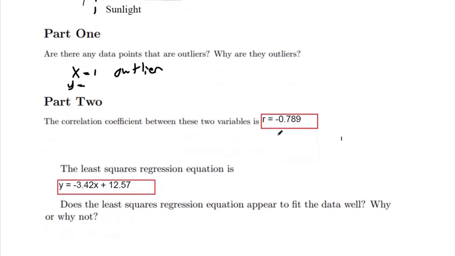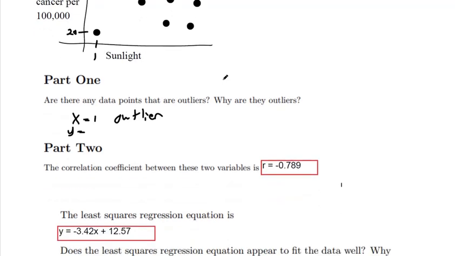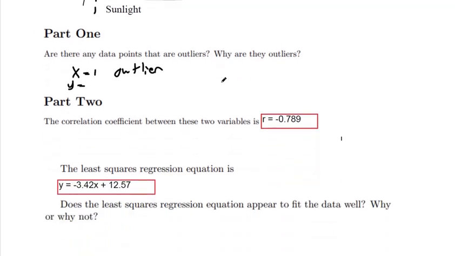Part 2, they give us a correlation coefficient. It's negative, but that doesn't mean bad. Okay, a negative correlation coefficient just means it's decreasing as you read it from left to right, which makes sense. Well, it makes sense based on the scatter plot, but this is a real correlation in the world that more sunlight does lead to less prostate cancer in general. And I guess scientists are still working out exactly why that is. And then here's the equation.